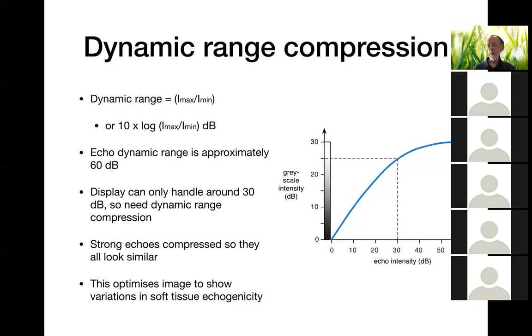If we look at the bottom half of the echo intensities from 0 to 30 dB, you can see that those lower level echoes are spread over most of the display range, from 0 to 25 dB. So as the echo intensity varies, for the low level echoes, we'll see significant changes in brightness on the screen, and we'll be able to differentiate regions of different echo strength. So that's the logic of the compression function.